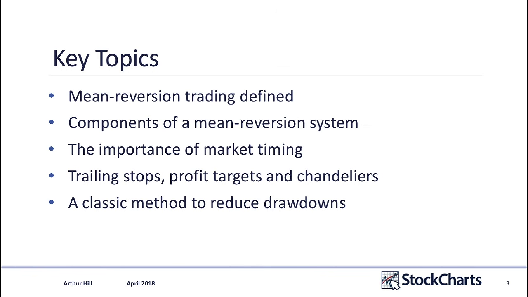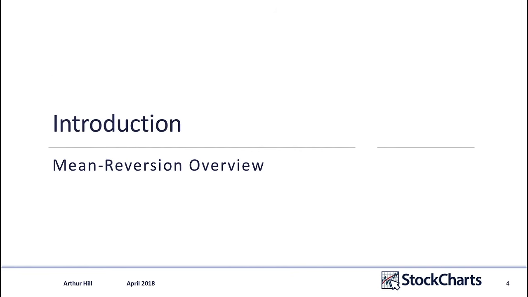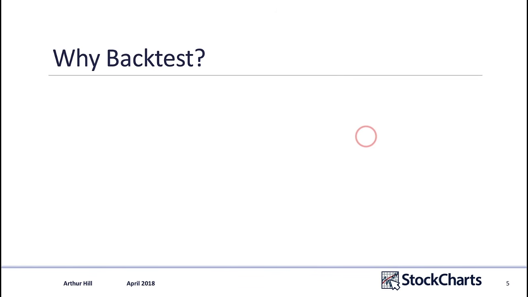And I'm going to show you a classic method to reduce your drawdowns. Mean reversion systems already typically have pretty low drawdowns, but we can reduce those even further. And then I'm going to show you how we can get to some double-digit annual returns, adding in a little bit of leverage. So let's look at a mean reversion system and figure out what exactly we are talking about here.